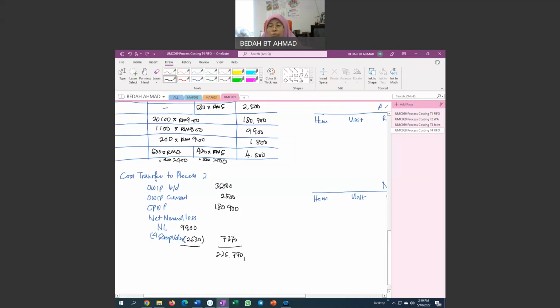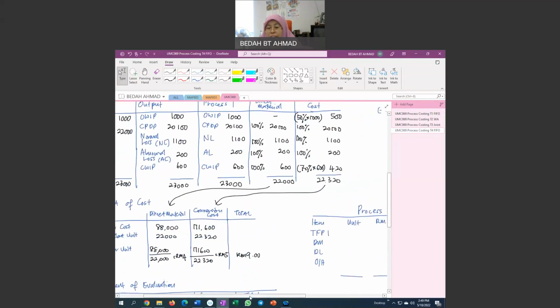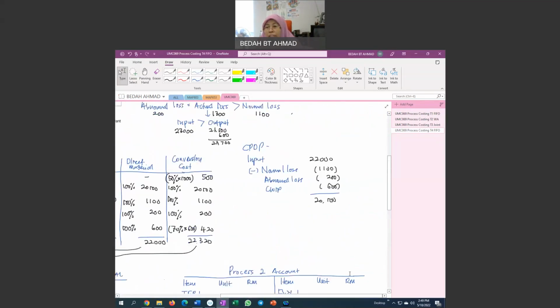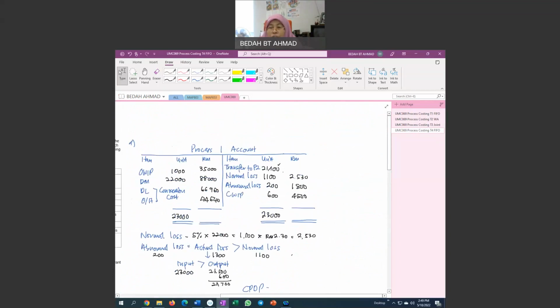225,770. So this one we put in our process 1 account. Okay, so 225,770. We add the normal loss scrap value 2,530, plus the 1,800 abnormal loss, plus the 4,500 closing work in progress. So it is 234,600.